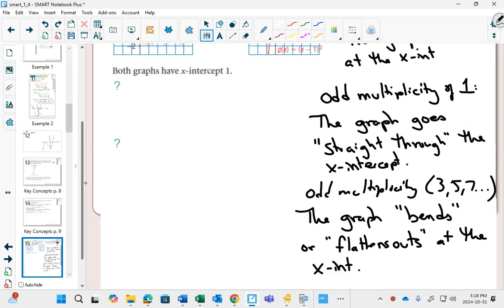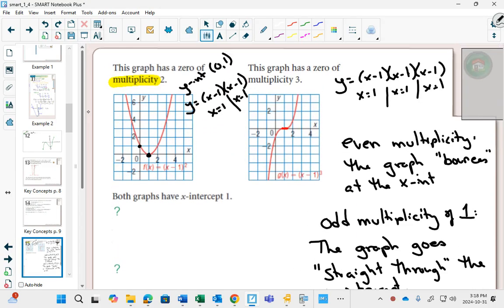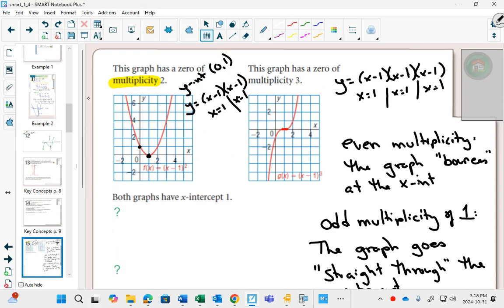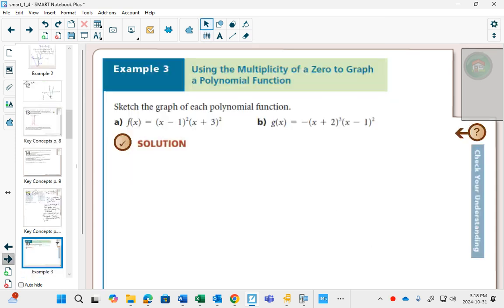Okay. So this is how multiplicity is going to help us. And if we look at our first example, sketch the graph of each one. Oh, and then we go to our examples.